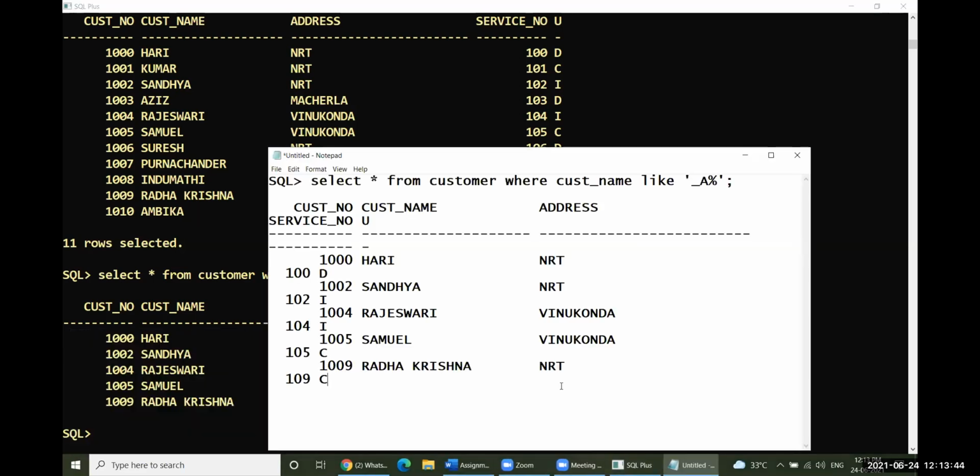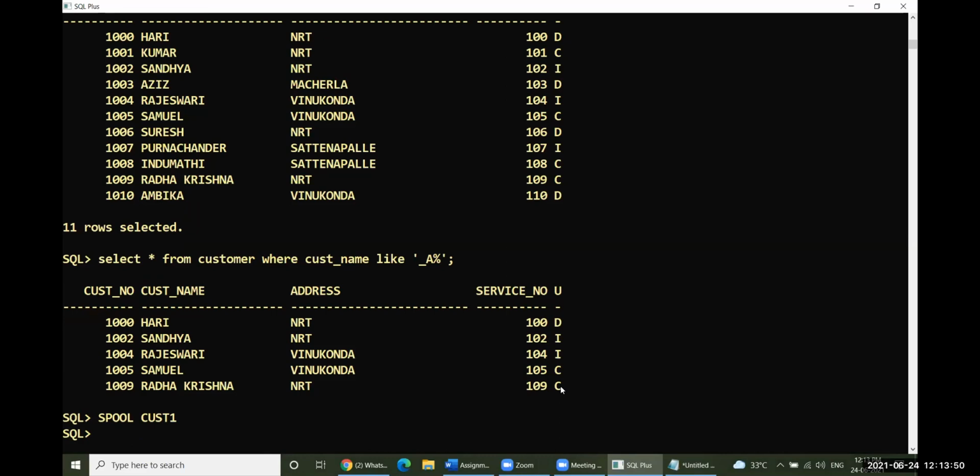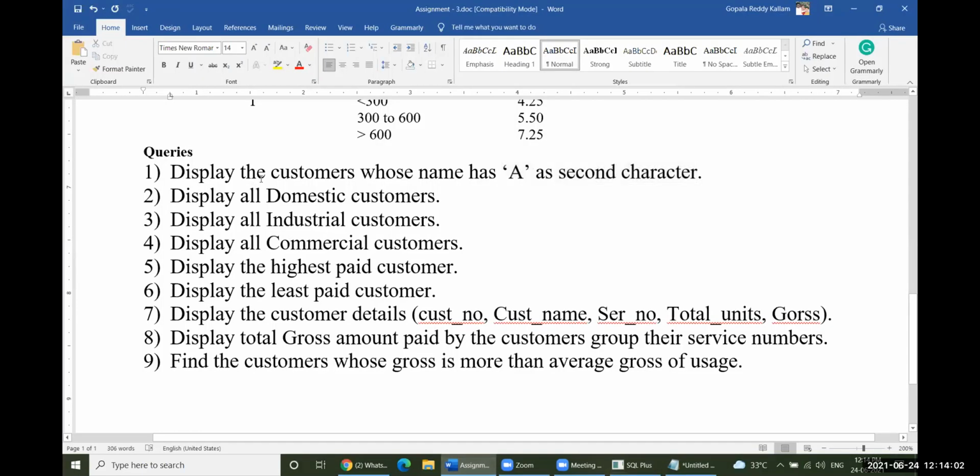Because I'd like to send the entire data to you, how this particular thing is going to be solved. So let me send you everything. The first query is, what is the first query? After taking that one, all customers' data will be displayed, or those whose name has A as the second character.